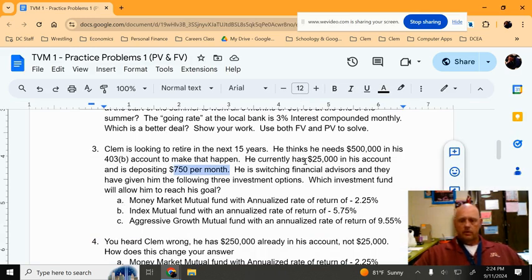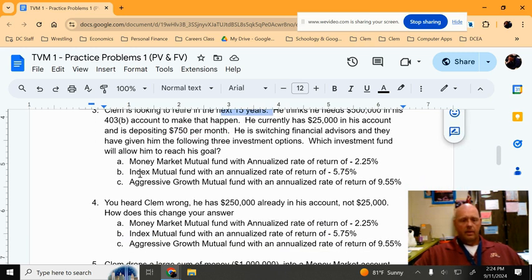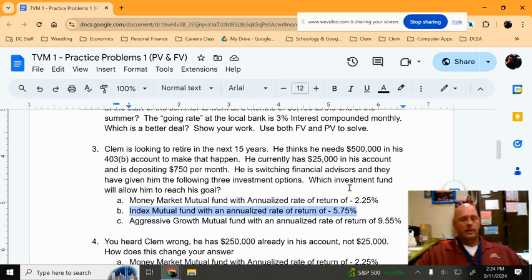3B, same scenario as far as how much I'm looking for, how much I have, how much I'm putting away, how long I'm putting it away. This time I have an index mutual fund that has an annualized rate of return of 5.75%. So really, there's only one thing changing from Formula A to Formula B. It's my rate of return.